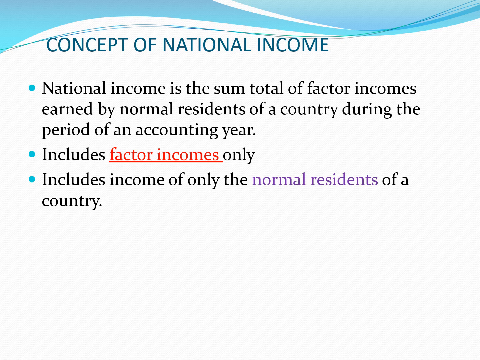So how do we define national income? National income is the sum total of the factor incomes which is earned by the normal residents of a country during one accounting year. So now two things are very important. That is what is meant by factor incomes and who are considered as the normal residents of a country.